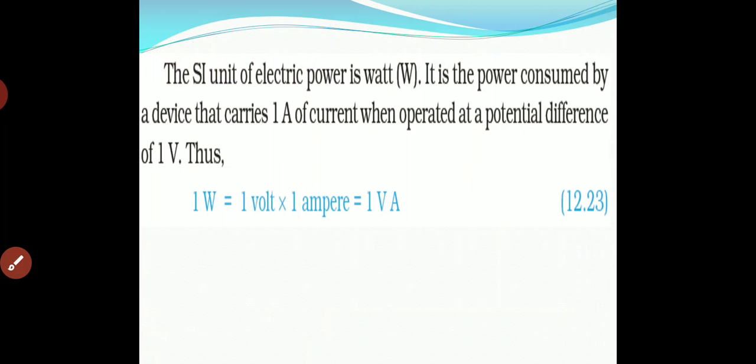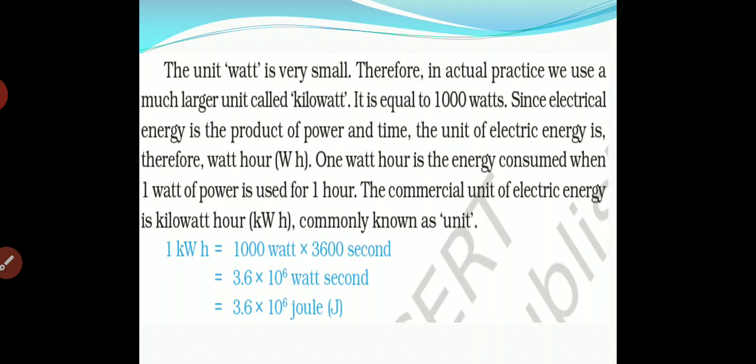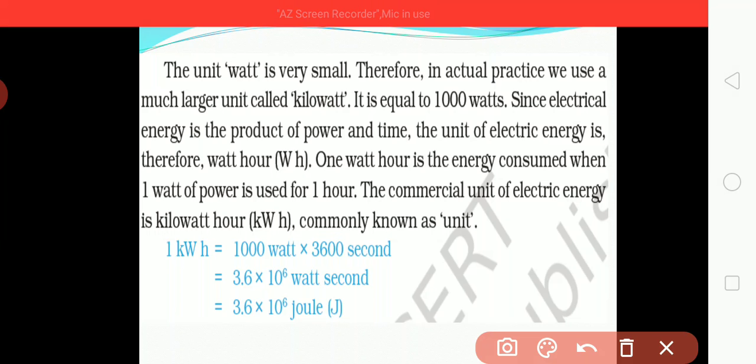The SI unit of electric power is 1 watt. The unit watt is very small, so in practice we use a much larger unit, which we call the kilowatt. Kilowatt means 1000 watt.